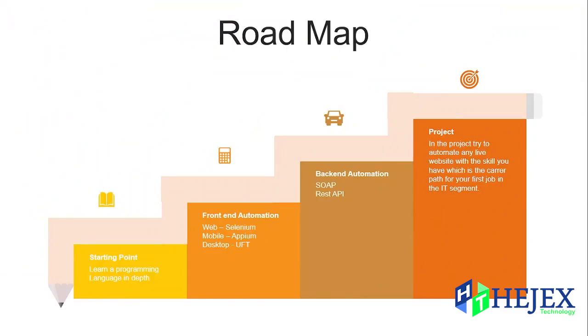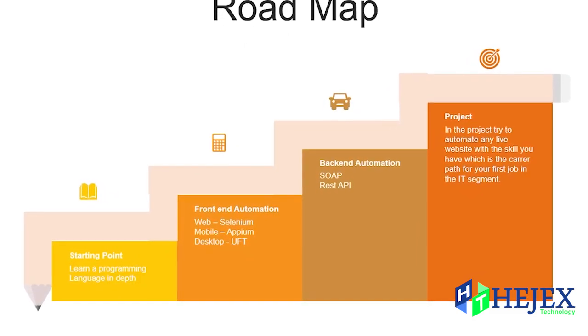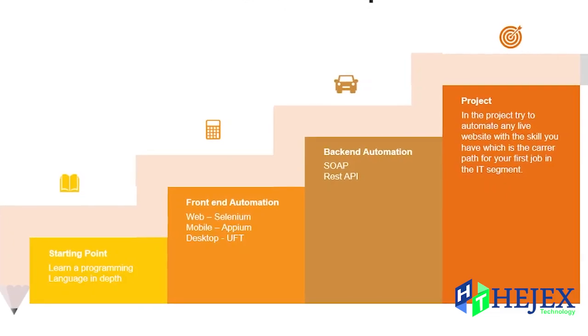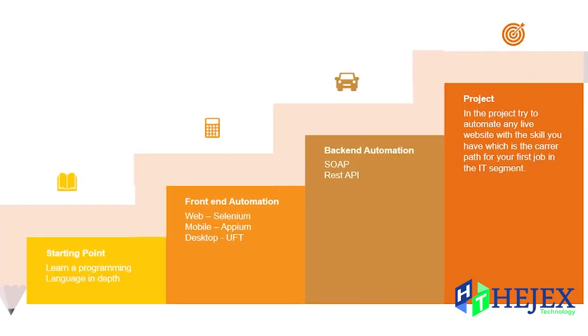So next is the roadmap. Roadmap is nothing but how you folks can become a tester. The first point is the starting point: learn any programming language. You can choose Java or Python, that depends on you. The second thing is front end automation. Front end is whatever we see, so you automate those scenarios. For the web, you can use Selenium. If you are about to test a mobile application, you can use Appium as a tool, where you can connect your devices. For example, I'm going to connect my phone and automate the test scenarios.